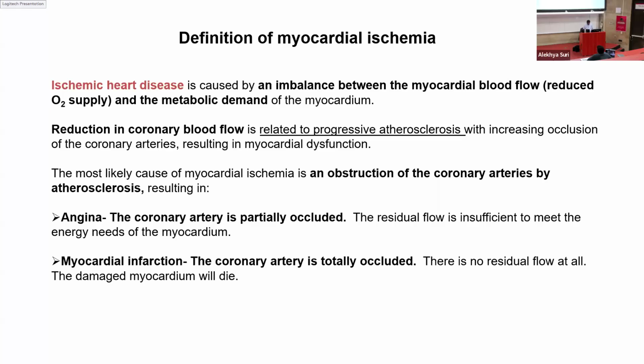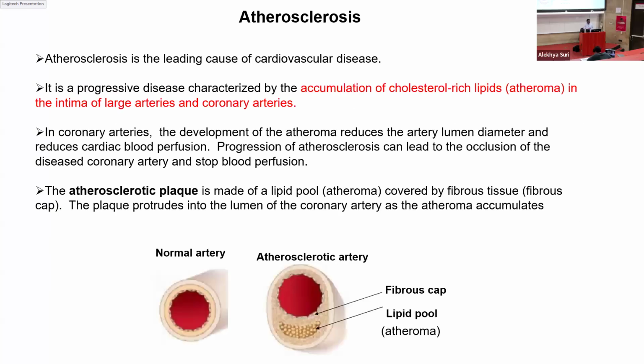That's called myocardial infarction. So atherosclerosis is one of the leading causes of cardiac disease, myocardial ischemia. This is mainly by the accumulation of cholesterol-rich lipids in the intima of the large arteries and coronary arteries. So it can occur in other arteries also. We're going to see it in the next slide. But if it occurs in a coronary artery, it is called coronary artery disease.